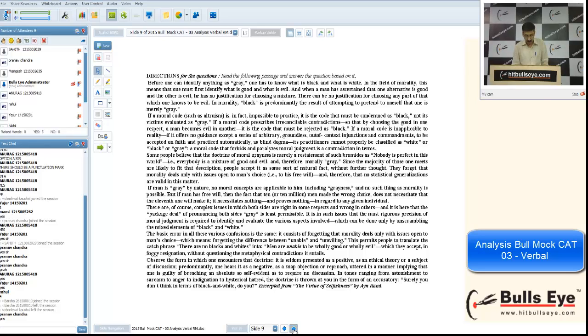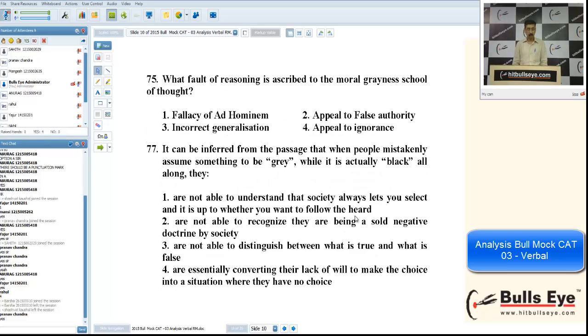Okay, let's try to attempt a few questions. 75th and 77th I picked up based on this specific. What is the fault of reasoning ascribed to the moral grayness school of thought? Now it is a little critical reasoning based question.